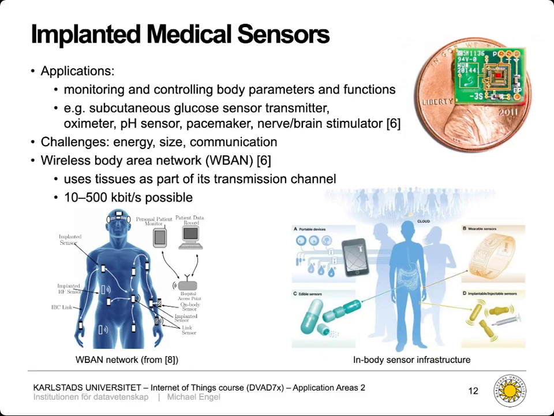So obviously, when you implant something in the body, it should stay there for a long time. It should work for a long time, so you don't have to service it regularly. So you need to provide it with some sort of energy. And in order to work with the little amounts of energy you have available, it has to be very energy efficient. Obviously, it also has to be very small. So you have to be able to implant it somewhere without impeding your other body functions. And you have to find a way to communicate.